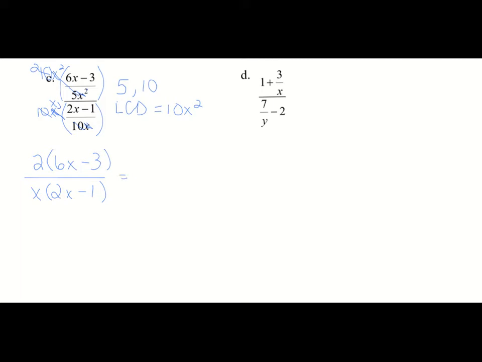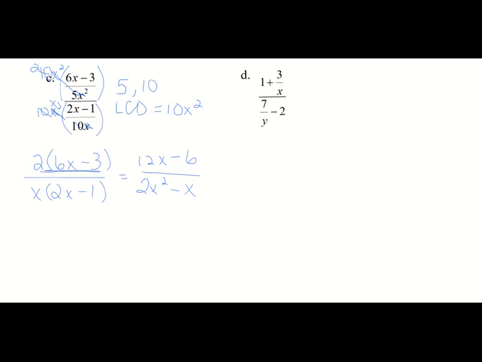We want to distribute here, so 2 times 6x is going to give me 12x minus 6, because 2 times 3 is 6, over 2x squared minus x. Now, we did distribute, and what we need to do now is see if we can do any factoring, because up here I noticed this wasn't totally factored.